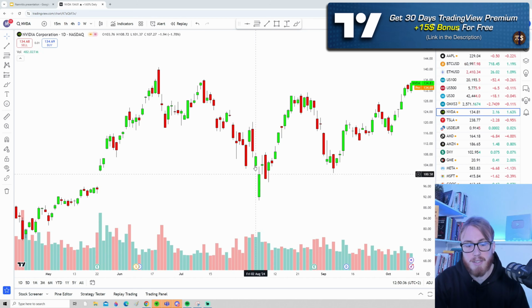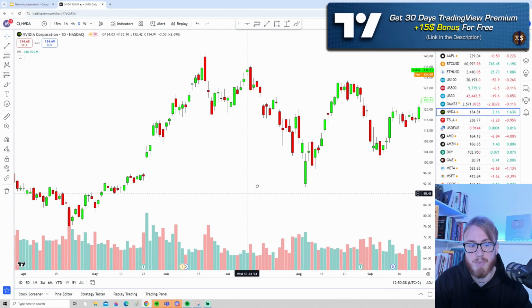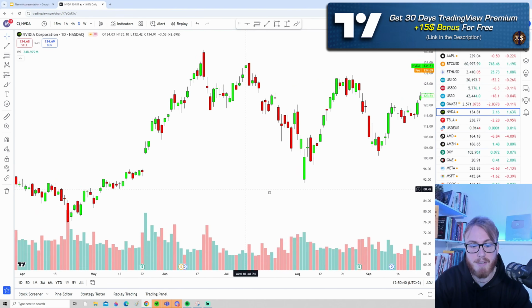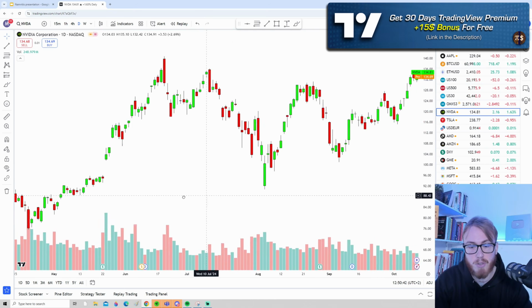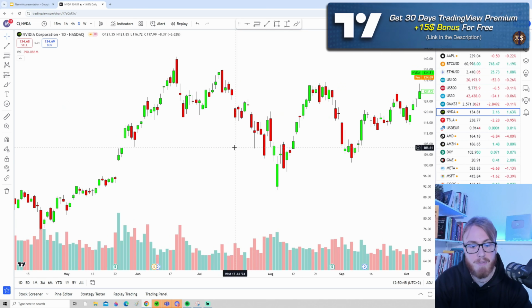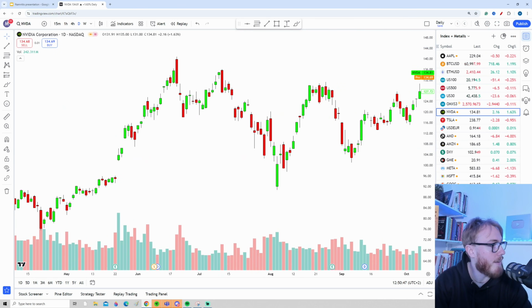But first of all, let's just take a look at how to actually read and understand this volume indicator. So first of all, as you can see, for every single candle here, we have a volume bar. So for example, for this green candle, we have a volume bar right here. For the next green candle, we have a volume bar, and so on and so on. For this red candle, we have a volume bar.